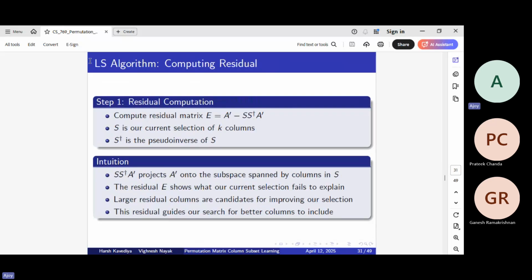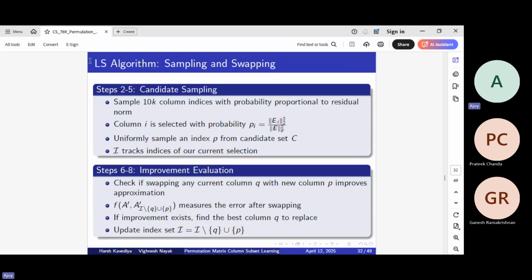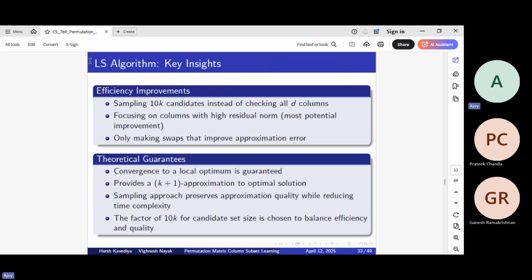Then next one. So we sample around 10K column indices with the probability proportional to the residual norm. And then what we do is we keep on swapping them with the elements which we have already selected and check whether it improves the error or not. So this is what they've proposed, and they've given some theoretical guarantees for the convergence.